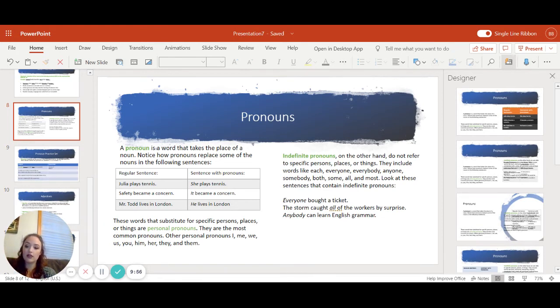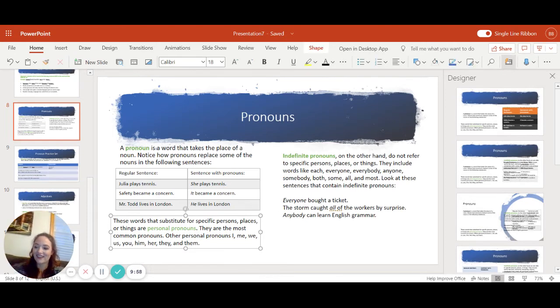You guys want to see my dog real quick? Can you see her? She's so cute. Baby. Anyway.